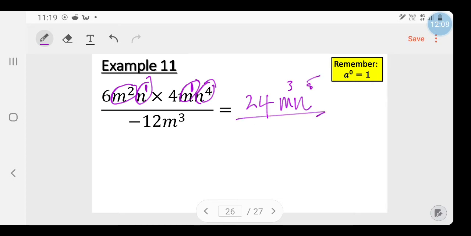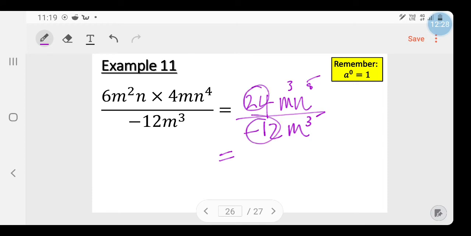And this is over minus 12. No simplifying to be done on the bottom at this stage. Minus 12m cubed just stays the same. Okay. Now we can simplify downwards using the second index law. Positive 24 divided by negative 12. Well, that's a positive divided by a negative, so it's going to be a negative. Now, what's the highest common factor of 24 and 12? That would be 12 itself. So 24 divided by 12 is 2. 12 divided by 12 is 1.